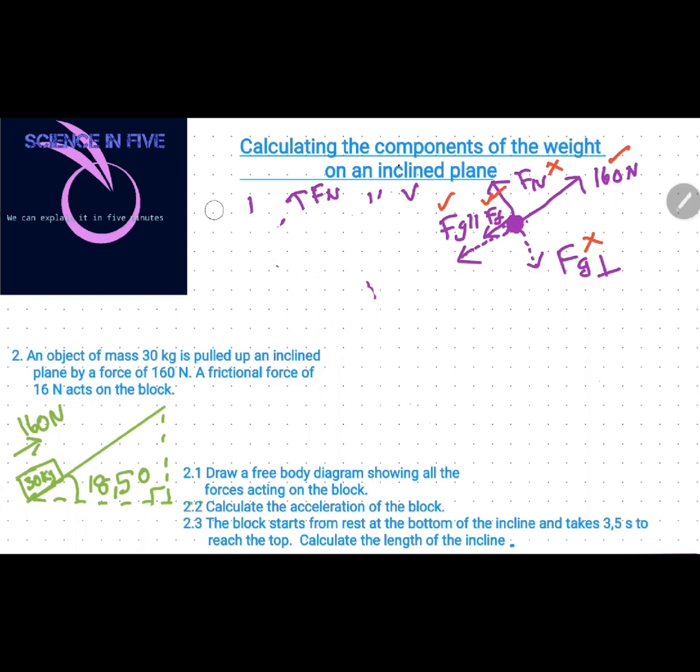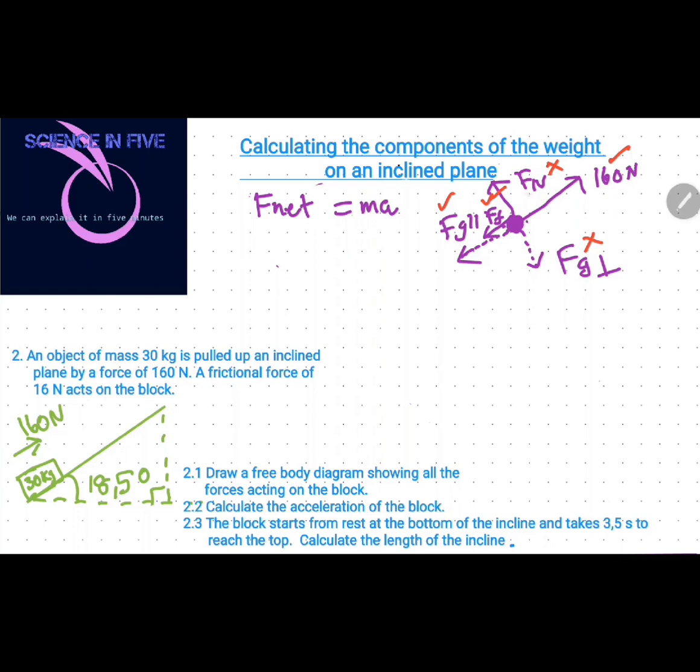Given a choice, I encourage you to draw that diagram. Okay, so to calculate the acceleration of the block, we're going to use Newton's second law, which says F net is equal to ma. Right, so F net is the vector sum of all the forces that are acting.